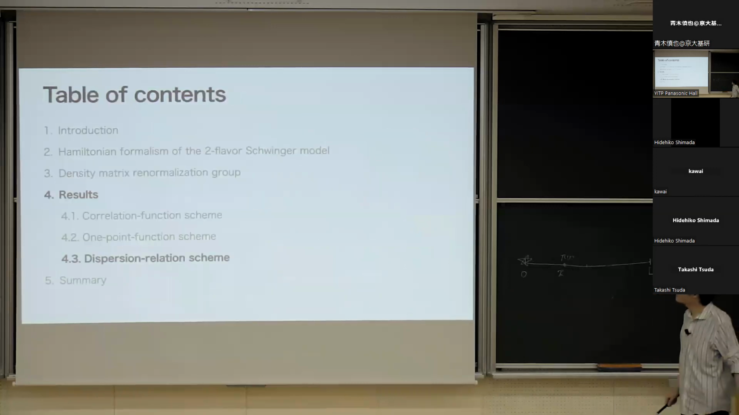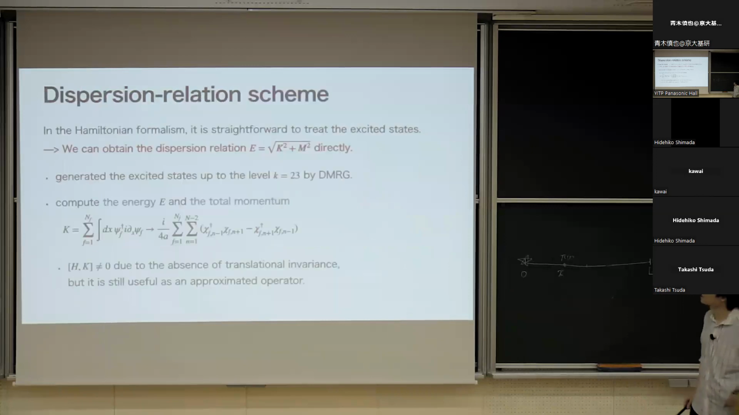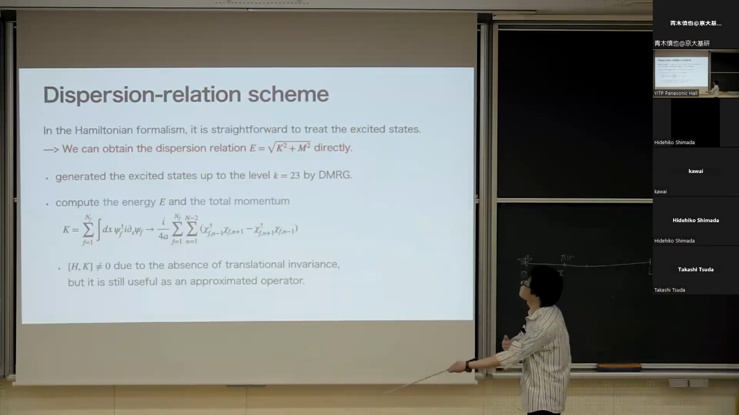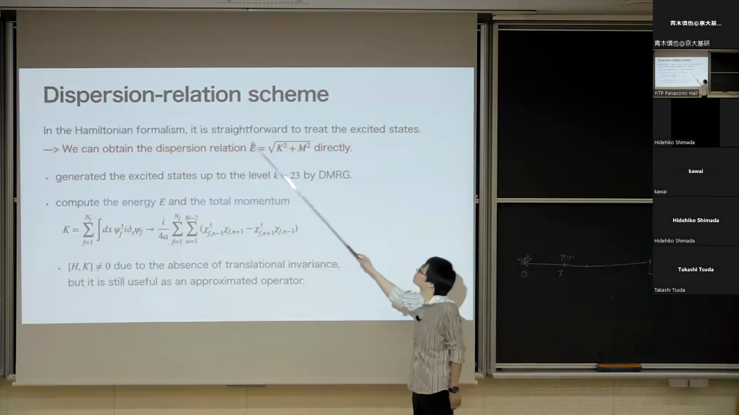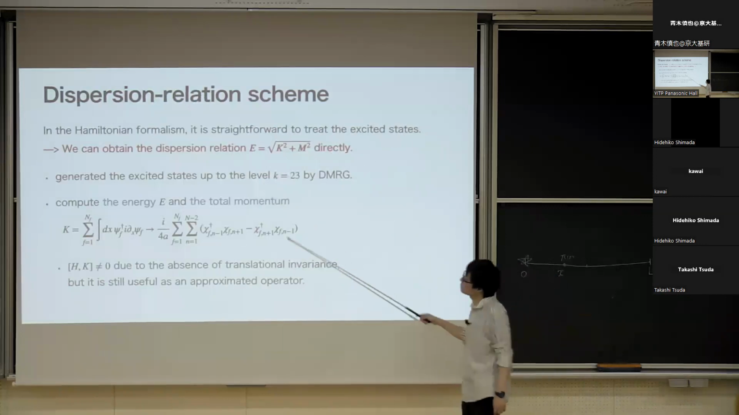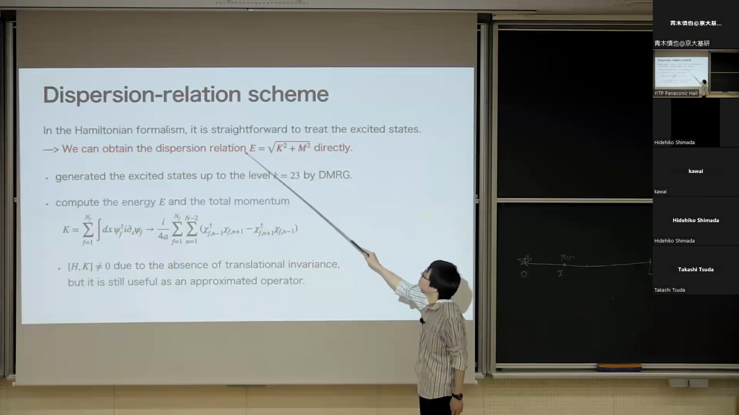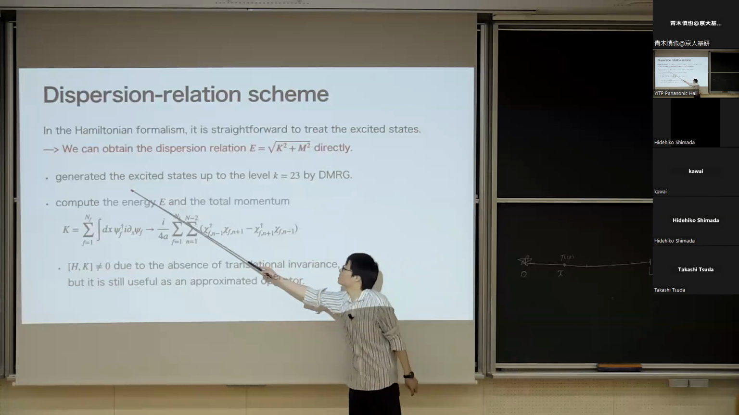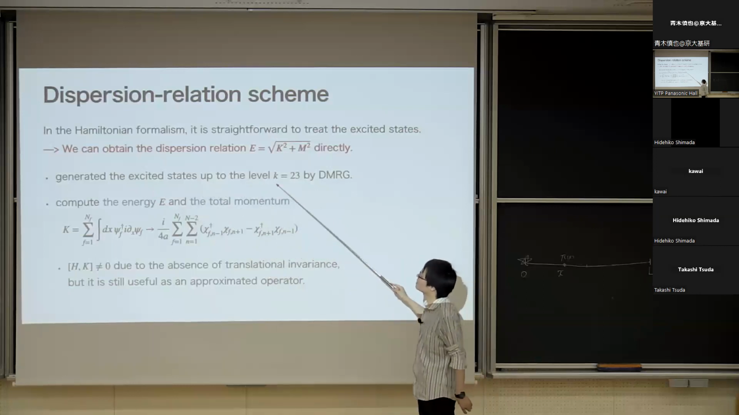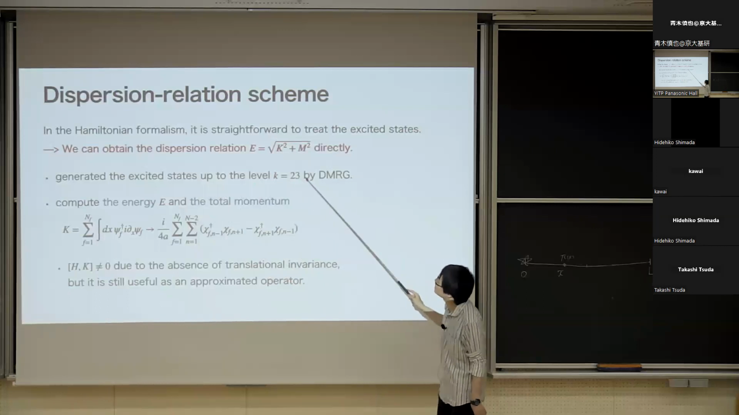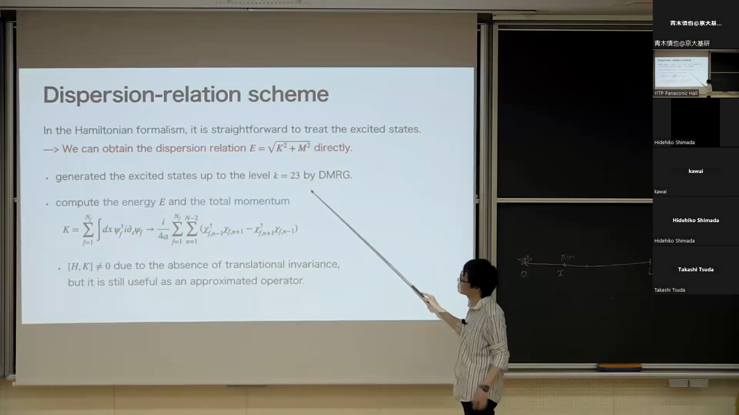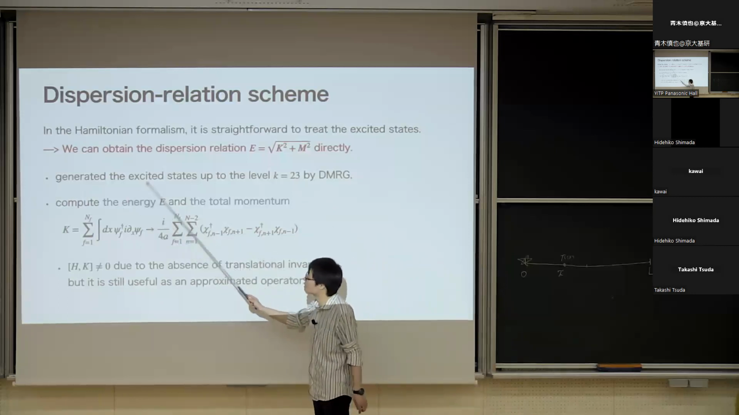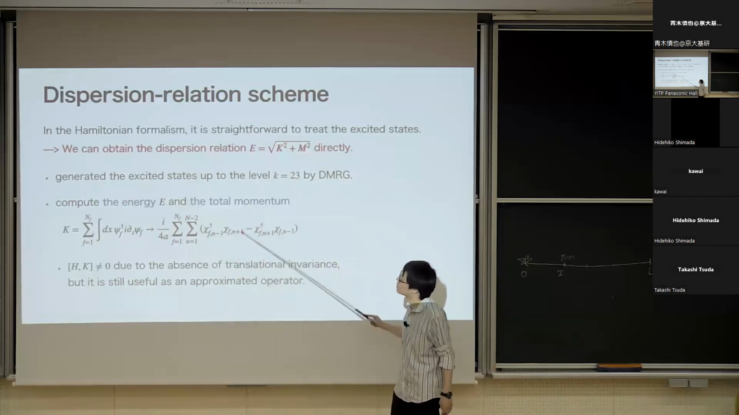Finally, we go to the third one, the dispersion relation scheme. This scheme is totally different from the previous ones. In the Hamiltonian formalism, it is straightforward to treat the excited states, so we can obtain the dispersion relation directly. By using DMRG, we can generate the excited states. In this work, we generate levels up to k equal 23, so 23 excited states and 1 ground state are generated. Of course, we can compute the energy of each state, and also the total momentum.